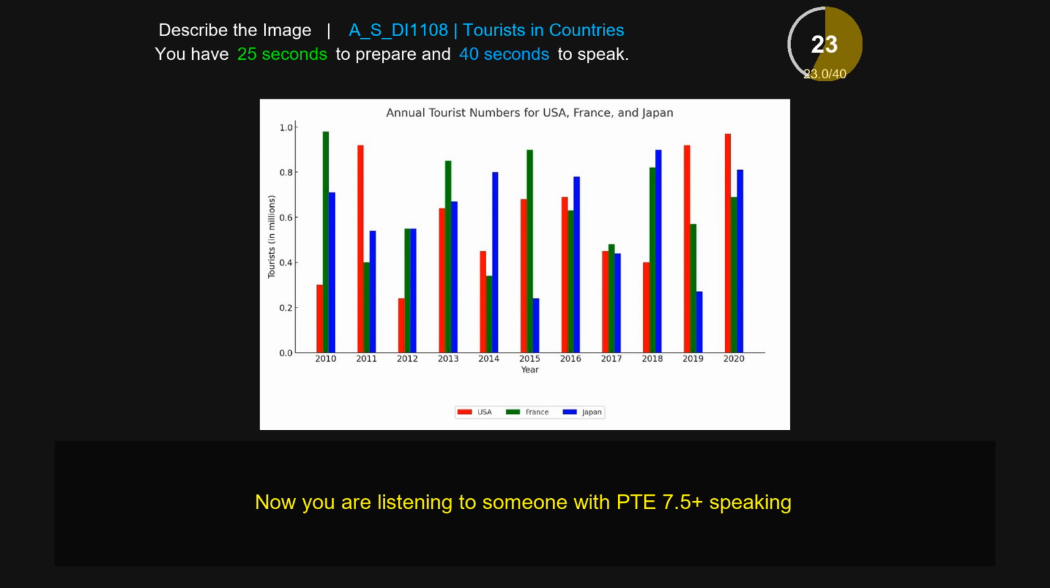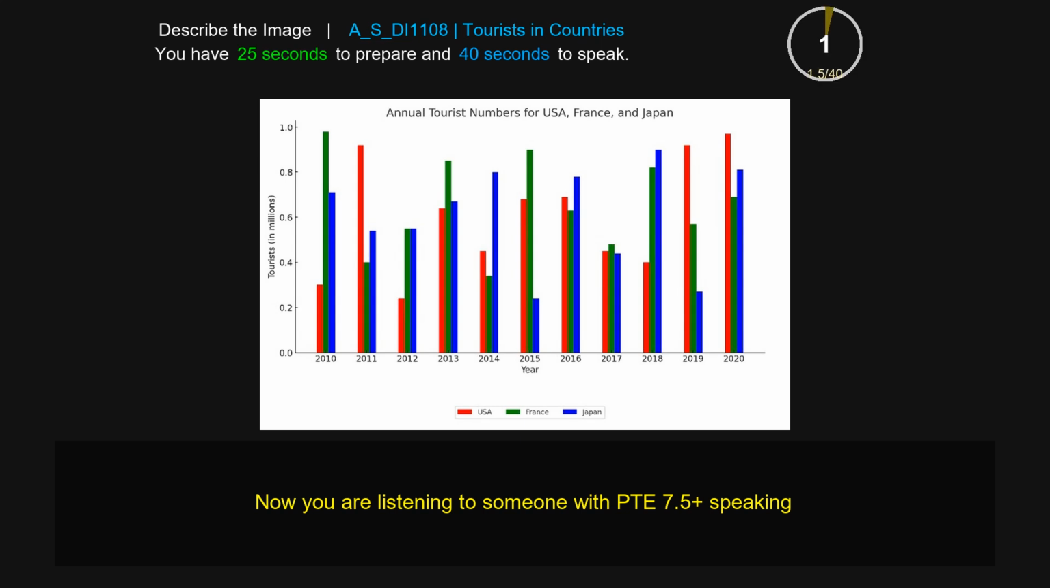However, conversely, it can be seen that in 2020, a lot of people, up to 0.9 million, visited USA. However, the USA has remained on the top of the graph. This graph depicts information about the tourist countries.